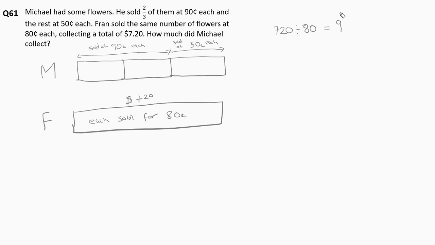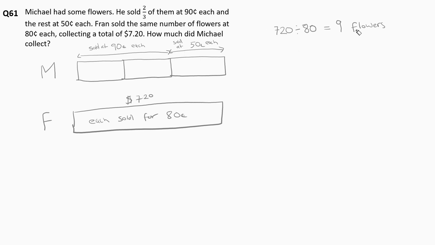Can you see how this could make your maths, your calculations a lot easier if you recognize these relationships? So that's really important. Okay, so back to what we're trying to work out here. That was the amount of money earned by Fran divided by the amount she sold each of the flowers for, which gives us the number of flowers. So there were 9 flowers. This is how many flowers were sold at 80 cents each.